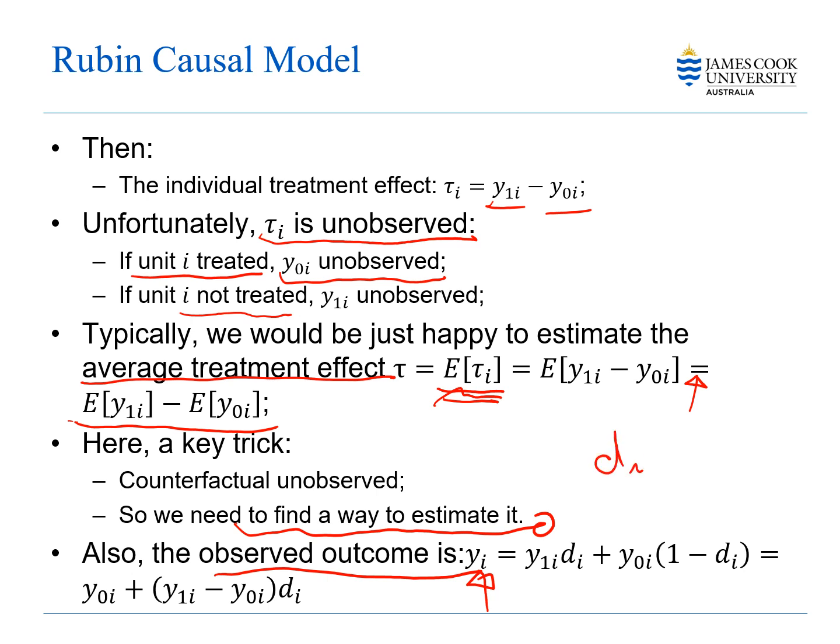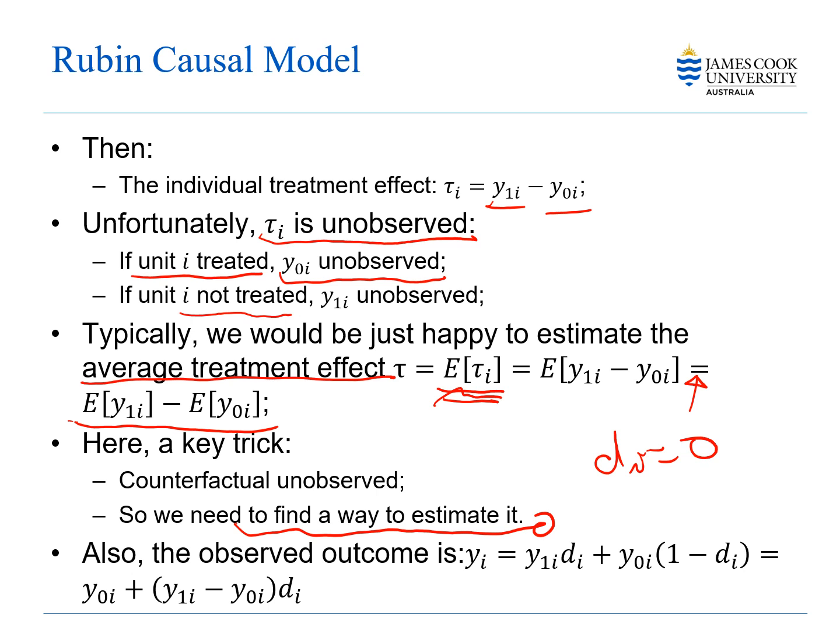So if Di is equal to 1, a treated unit, then we get Y1i times 1 plus Y0i times 1 minus 1, which is 0. 0 times everything disappears. So we get Y1i. The observed outcome is Y1i. If instead Di is equal to 0, then the observed outcome Yi is equal to 0 times Y1i, which is 0. We can ignore that. Plus Y0i times 1 minus 0. So this is 1. So the observed outcome is Y0i.